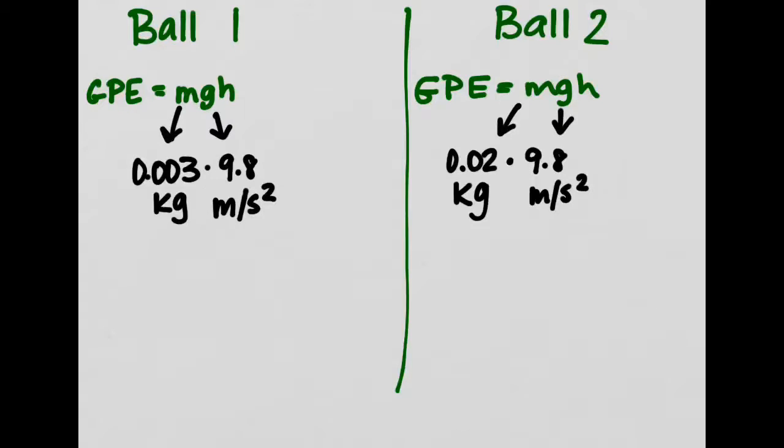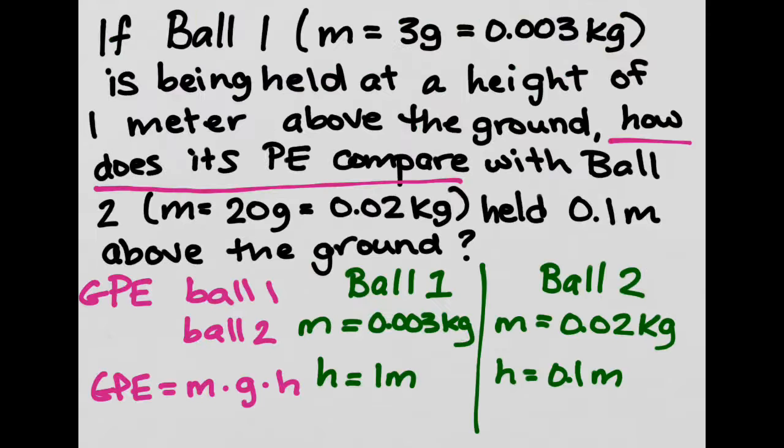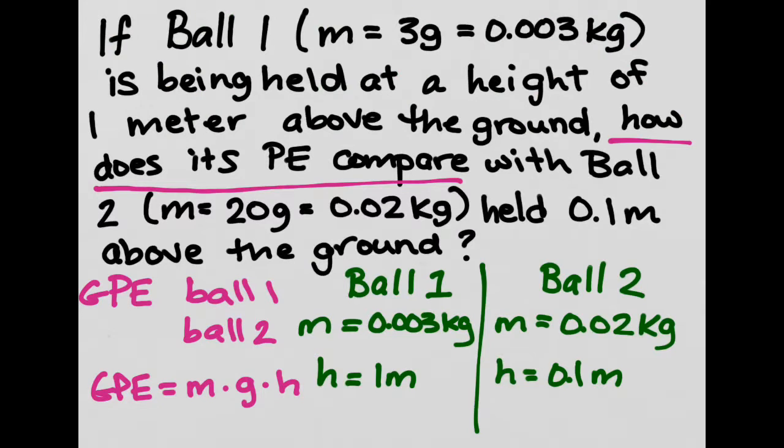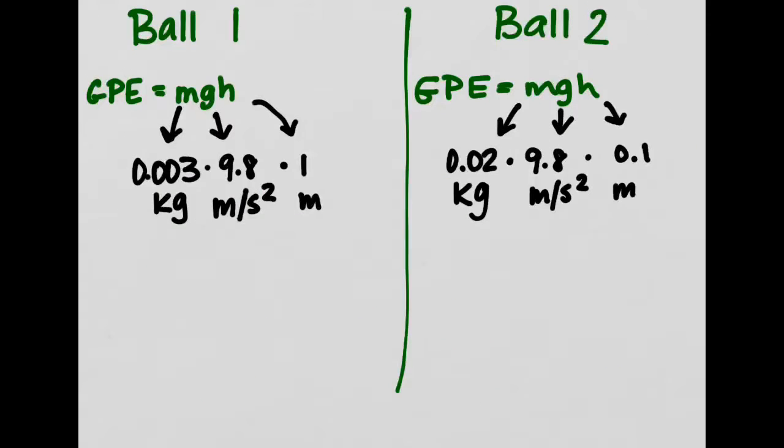And then lastly, I know that the height of ball 1 was 1 meter. So I'm going to write that in. And the height of ball 2 was 0.1 meter. Okay, I have both of these set up. It looks like ball 2 is larger in mass, but much closer to the ground. And ball 1 is 0.003, so it's actually smaller than ball 2, but it's a lot farther from the ground than ball 2 is.